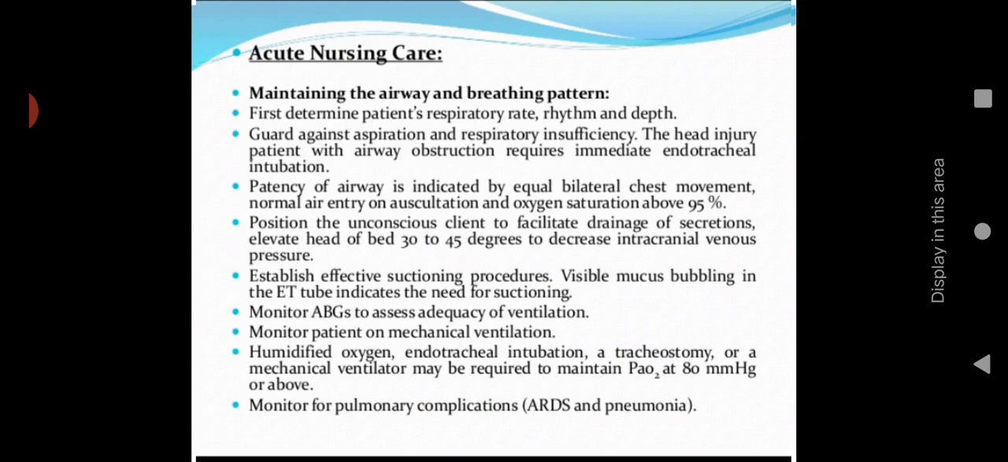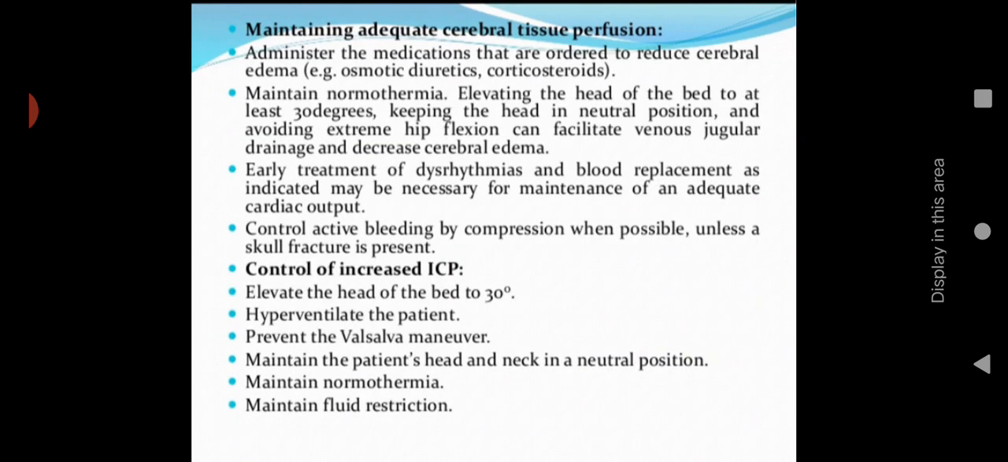Then monitor the patient on mechanical ventilation with humidified oxygen. Endotracheal intubation, then tracheostomy or mechanical ventilator may be required to maintain partial oxygen level at 80 mm Hg or above. So in order to maintain adequate oxygenation, sometimes the patient will need mechanical ventilation, sometimes tracheostomy, or endotracheal intubation. Monitor for pulmonary complications like acute respiratory distress syndrome and pneumonia. All these things come under acute nursing care.